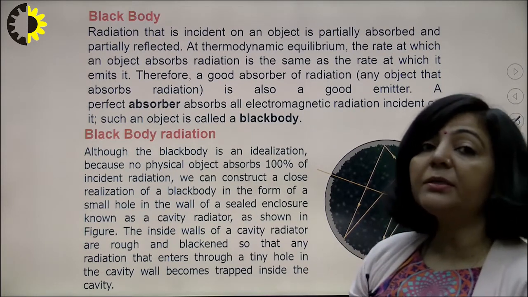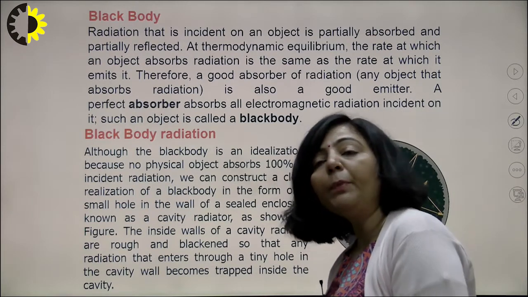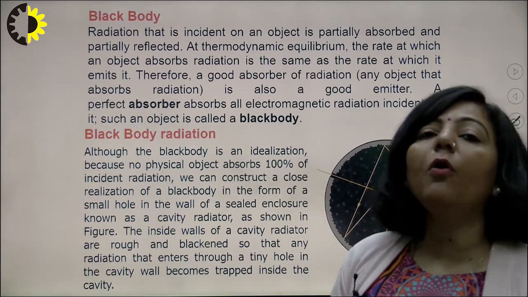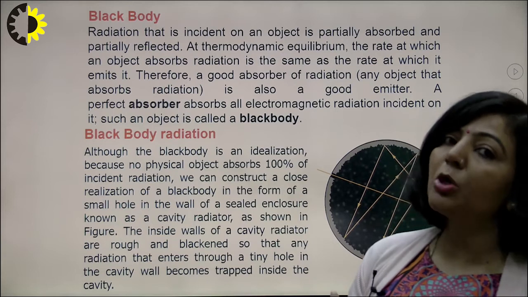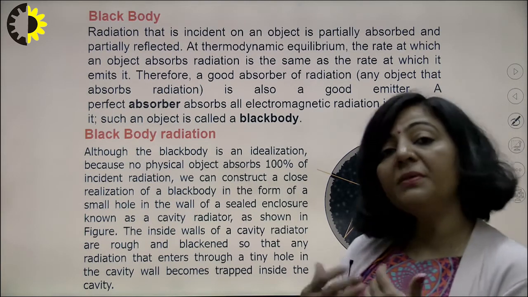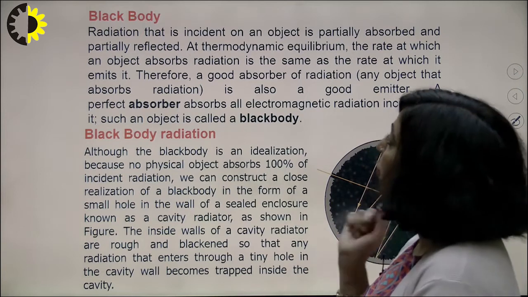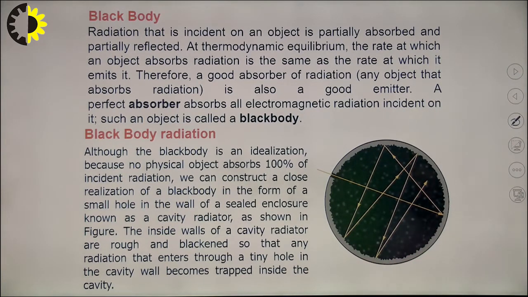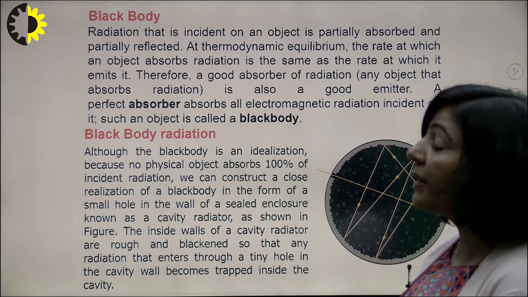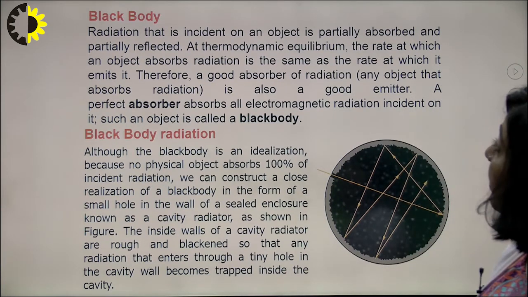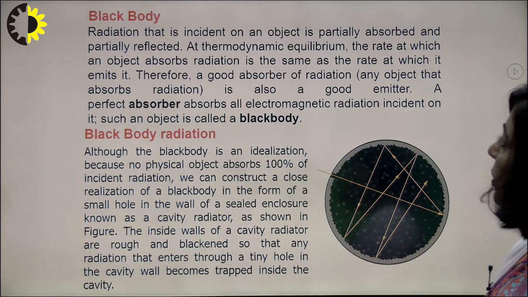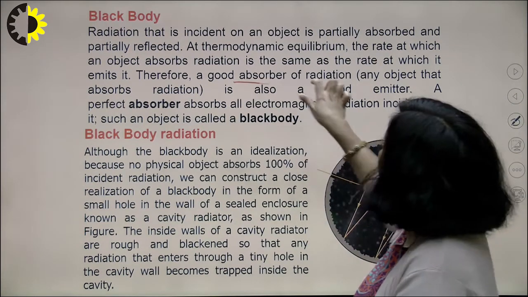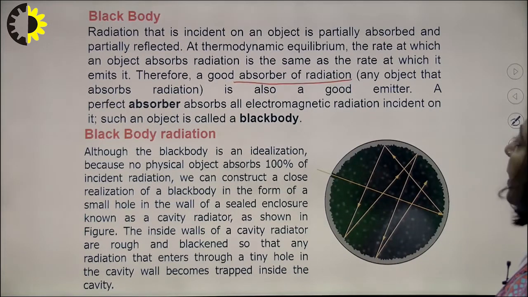And if a black body is kept at temperature T, then that black body is going to emit radiation of all possible wavelengths. It means the absorptive power, or absorptivity, is 100% for a black body, and the emissivity is also 100%, right? Radiation that is incident on an object is partially absorbed and partially reflected. This is the case for a normal object. At thermodynamic equilibrium, the rate at which an object absorbs radiation is the same as the rate at which it emits it. Therefore, a good absorber of radiation is also a good emitter.